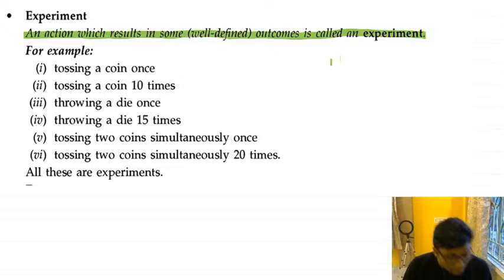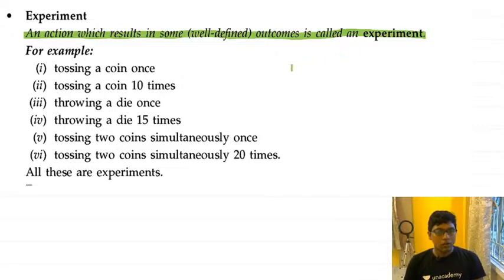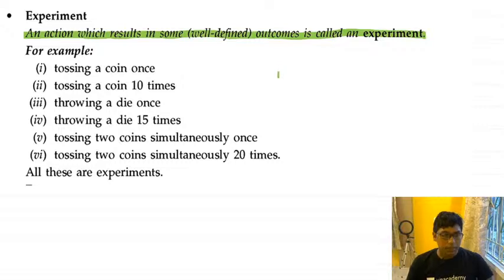For example, tossing a coin once is an experiment. Tossing a coin 10 times is an experiment. Throwing a die once is an experiment. Throwing a die 15 times is an experiment. All these are experiments.